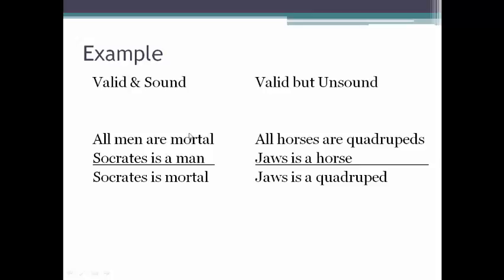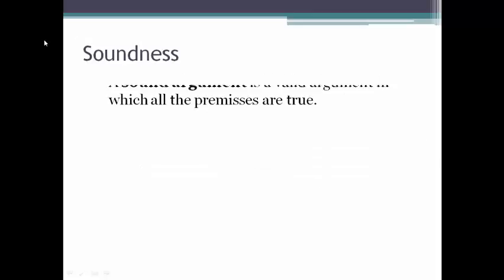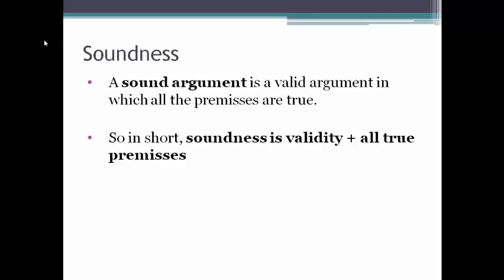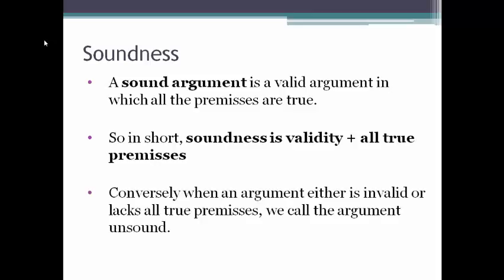The only difference is this first one is what we'll call sound, and the second one is what we'll call unsound. A sound argument is a valid argument in which all the premises are true. So in short, soundness is validity plus all true premises. Conversely, when an argument either is invalid or lacks all true premises, we can call the argument unsound.